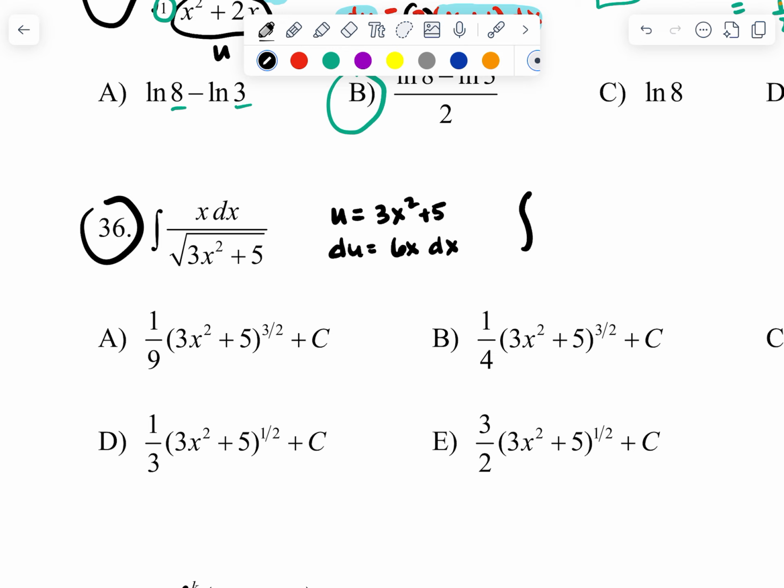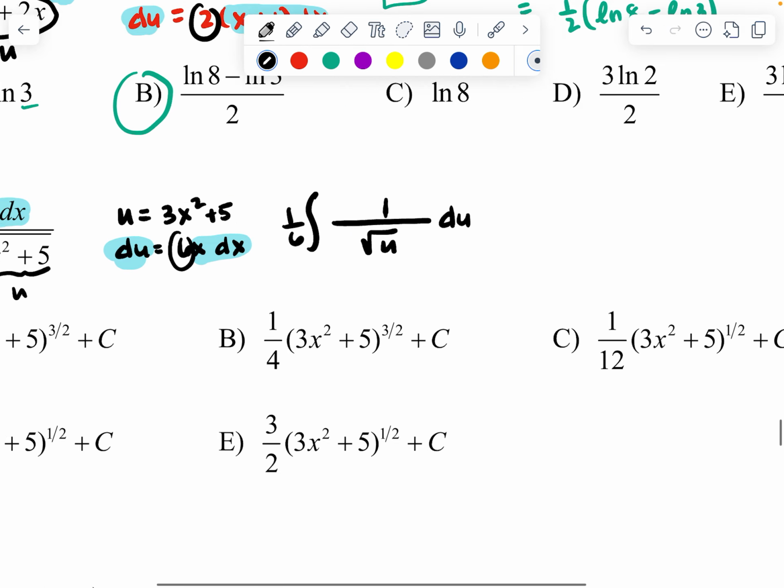Okay, so this is going to be the integral of, on the bottom, I'm going to have the square root of u. And then let's see what I have on the top that's left over. I still need to find this x dx, and there it is right there. x dx is going to become my du. It's going to be a 1 on top left over. And then the 6, I need to get rid of that, so I need to multiply by 1/6.